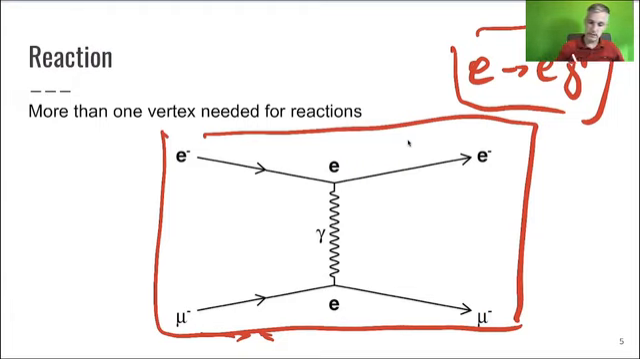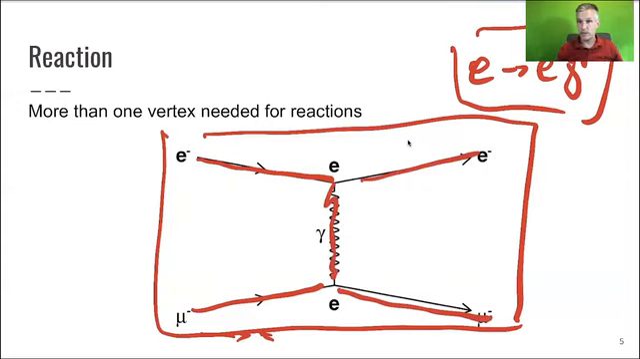Again, let me label this very quickly. You have an incoming particle, a second incoming particle, outgoing particles, and an exchange particle. This exchange particle is a photon, and there are two vertices in this diagram.